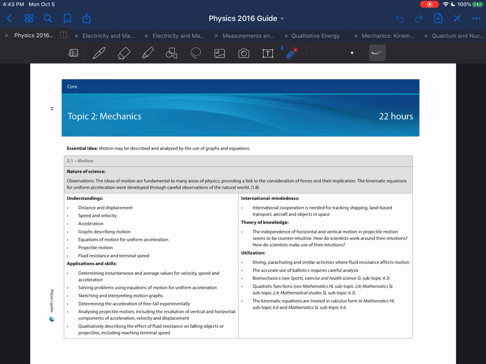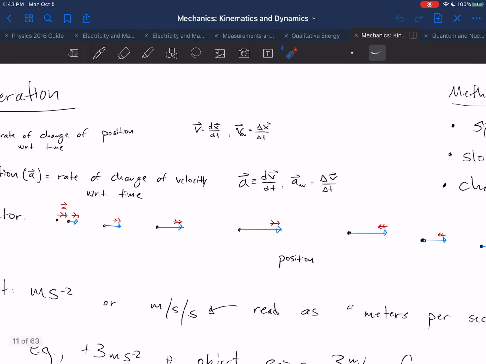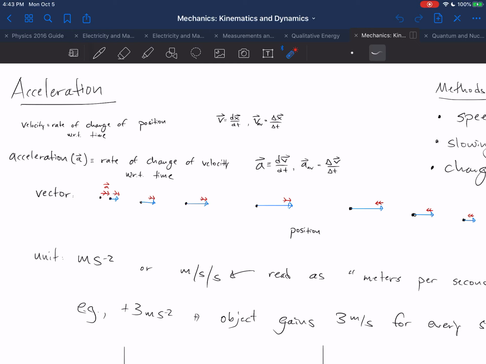Hello everyone. In this video we will continue our examination of topic 2.1 motion, and in particular we will begin to discuss acceleration. So, just as velocity is formally defined as the rate of change of position with respect to time, where the average velocity is delta x over delta t, the displacement over the time, likewise, we can define a quantity that concerns how quickly the velocity itself is changing. And in fact, this quantity is known as acceleration.